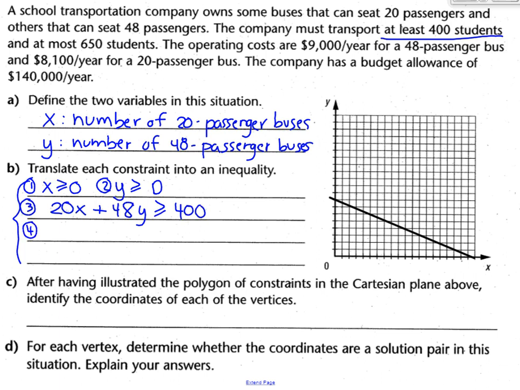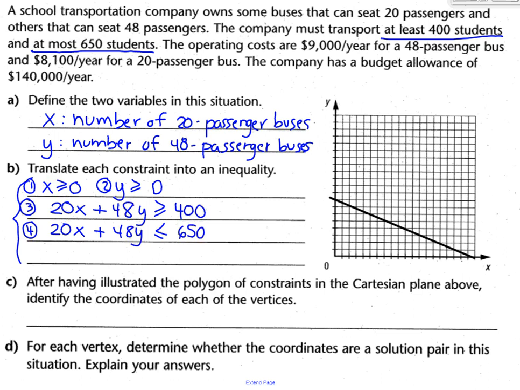Equation number 4 tells you that it needs to be at most 650 students. So at most is going to be the same thing, 20x plus 48y, but at most means it has to be smaller than or equal to 650.